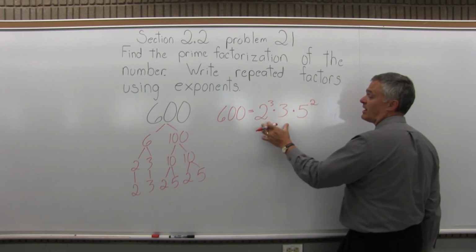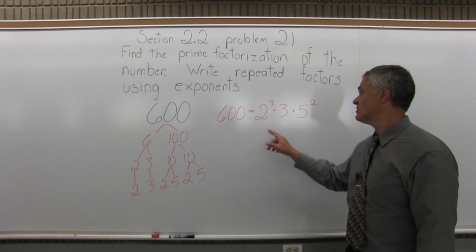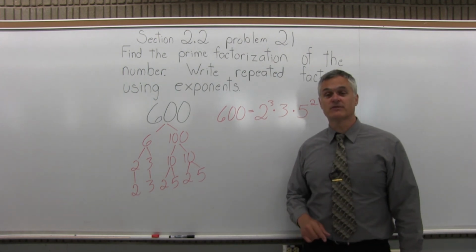And now those are the primes that multiply to make a 600. 2 to the 3rd power times 3 times 5 to the 2nd power.